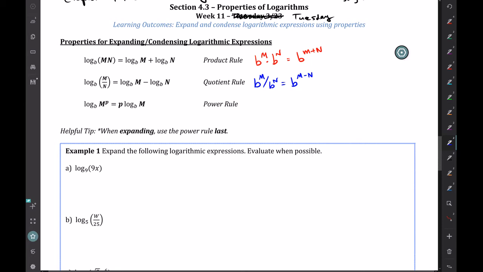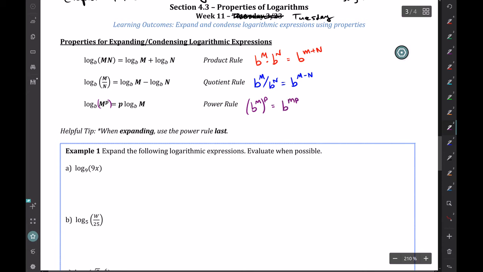And the last one says that if you take log base b of m to the p, that's the same as p times log base b of m. So you can take the power, or the exponent, out in front. And that's called the power rule. And again, I claim that this is coming from the rule that b to the m raised to the p is equal to b to the m times p.